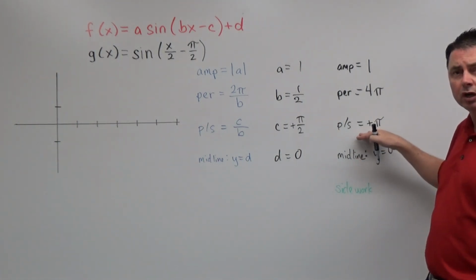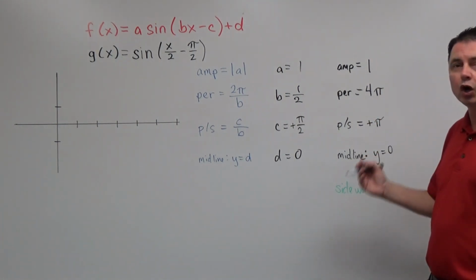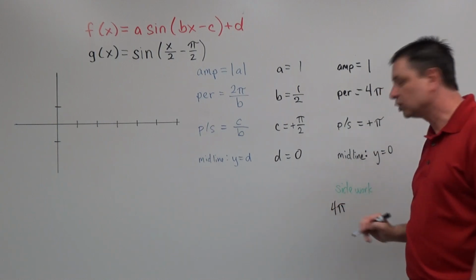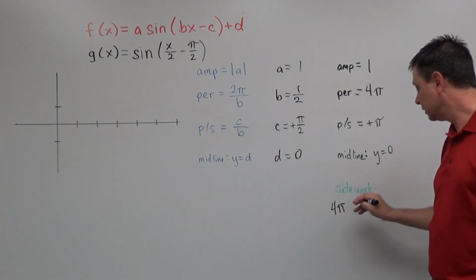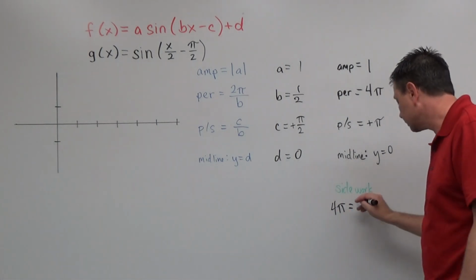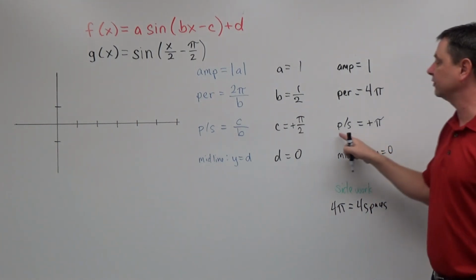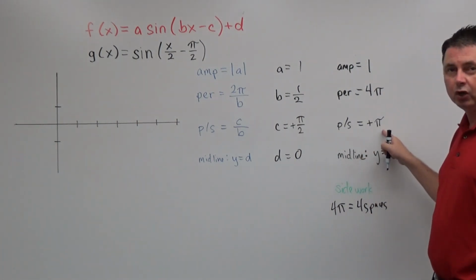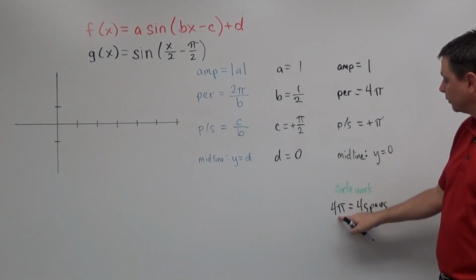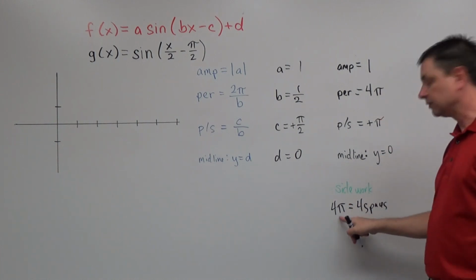Now we're going to do a little side work here, because anytime that we have phase shift, we want to make sure that our standard scale is going to work. We are really hoping that the period, which we found out to be 4 pi, will equal 4 spaces, because that's what we've been working with. We want to see if this is going to work with our phase shift or a multiple of our phase shift, which is pi. So to get from 4 pi to pi, we're going to divide by 4.